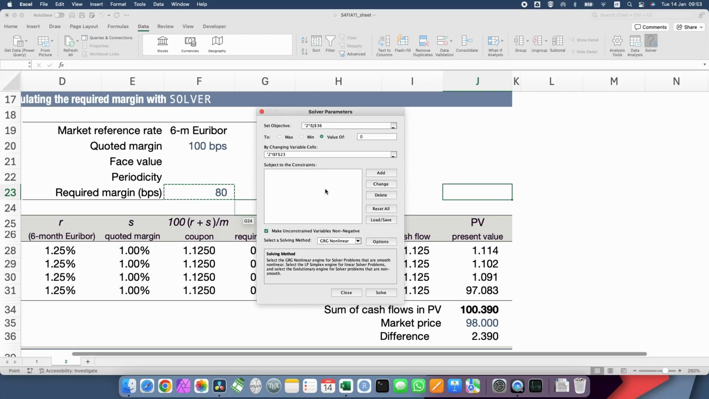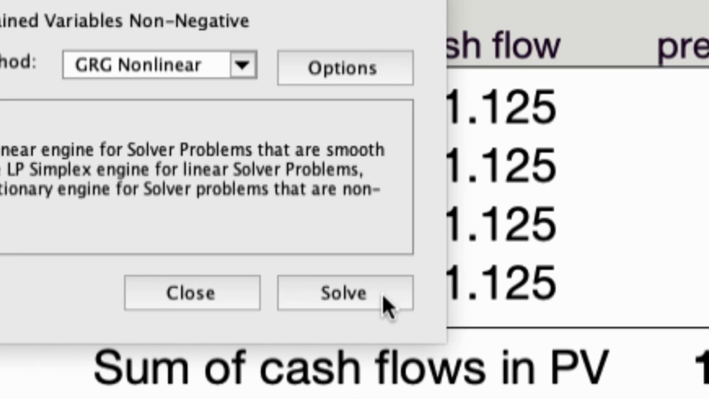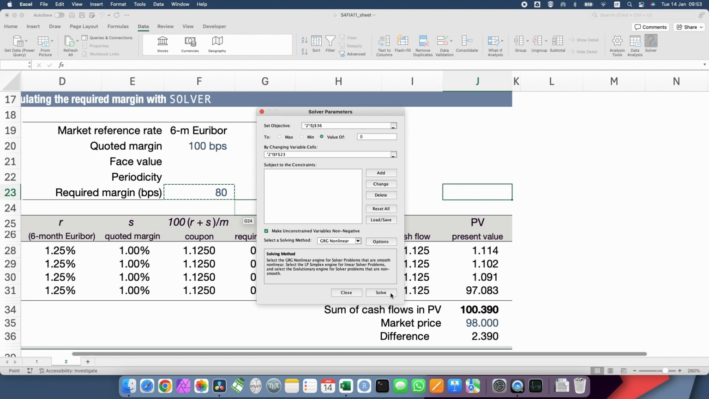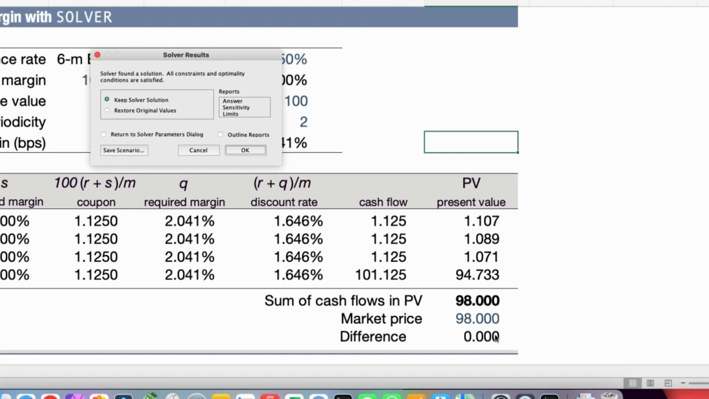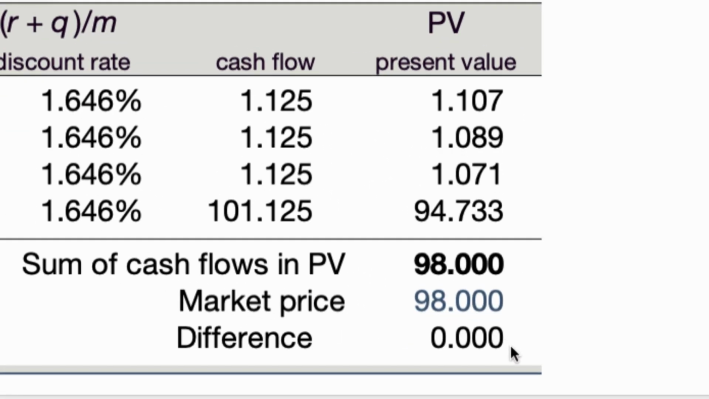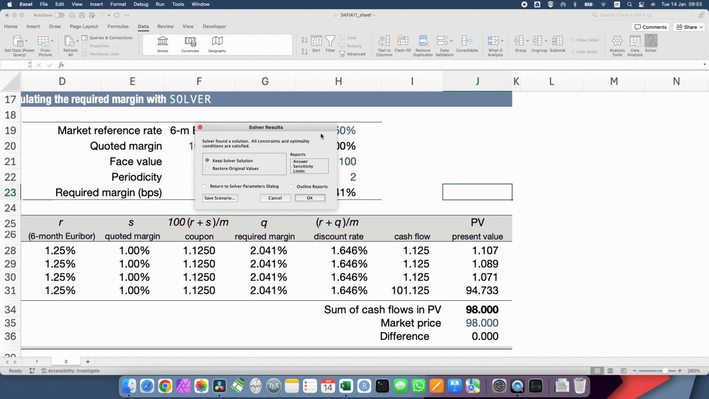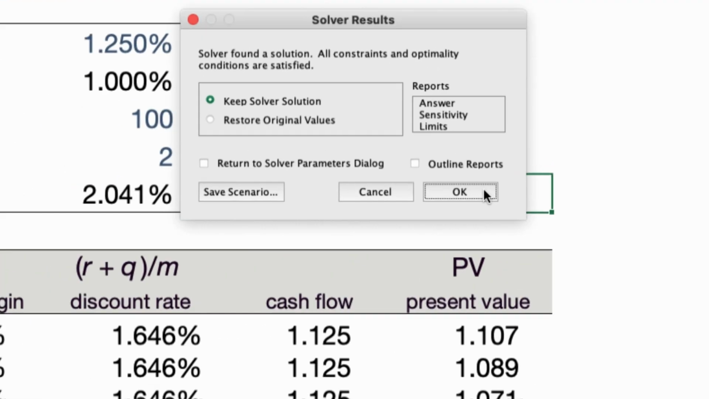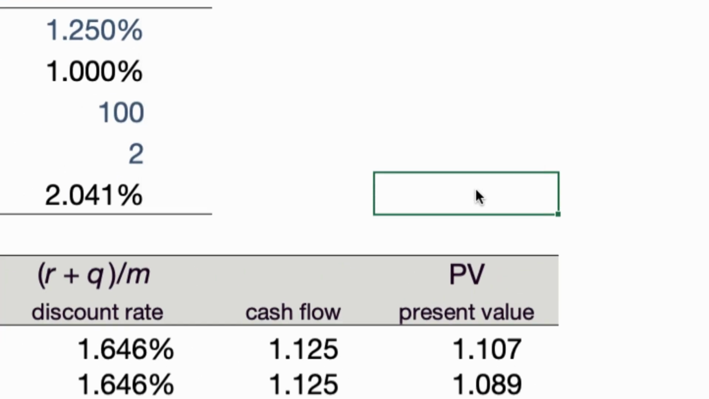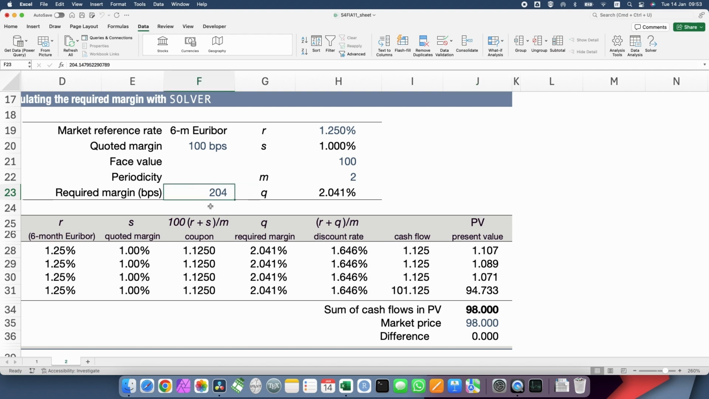Now, go down here where you can see Solve and press it. Solver changes the required margin until it finds, in the objective cell, the difference between the bond price and the sum of present value cash flows, a value that is approximately 0. And then it prompts you with this window here. You simply press OK. Look in cell F23. What we've got, 204 basis points.